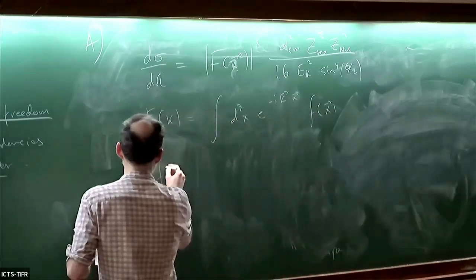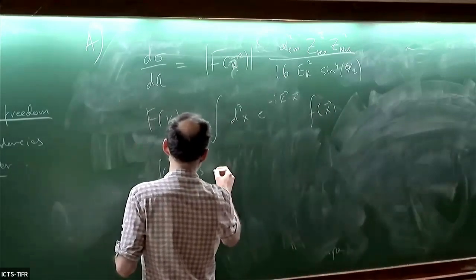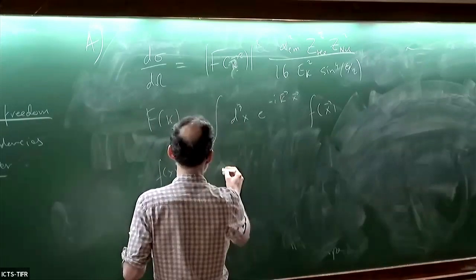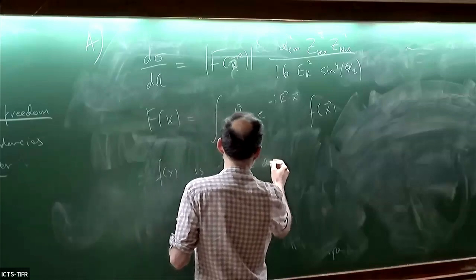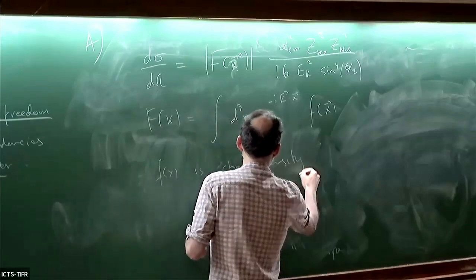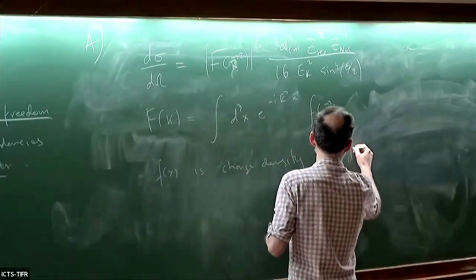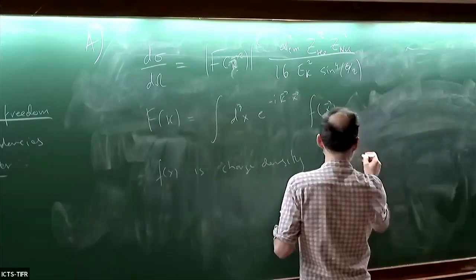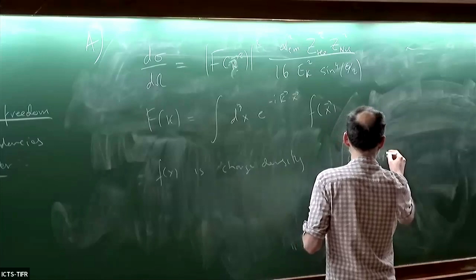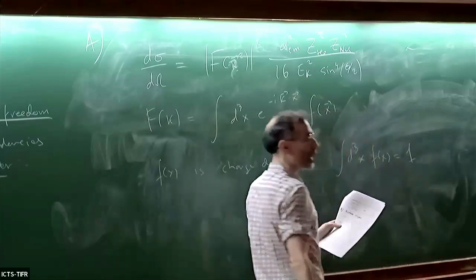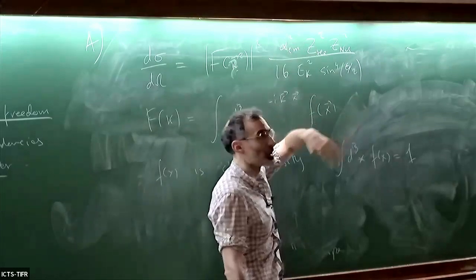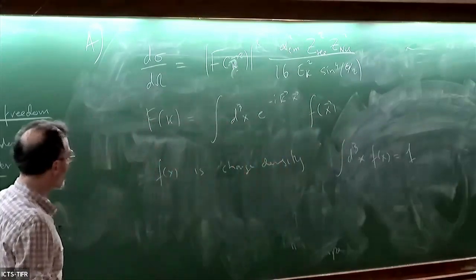Where f of x is the spatial charge distribution, it's called charge density, normalized such that the integral over 3-space is 1. So we've taken out those factors of the electric coupling and set one and the other to 1 to make it slightly simpler.